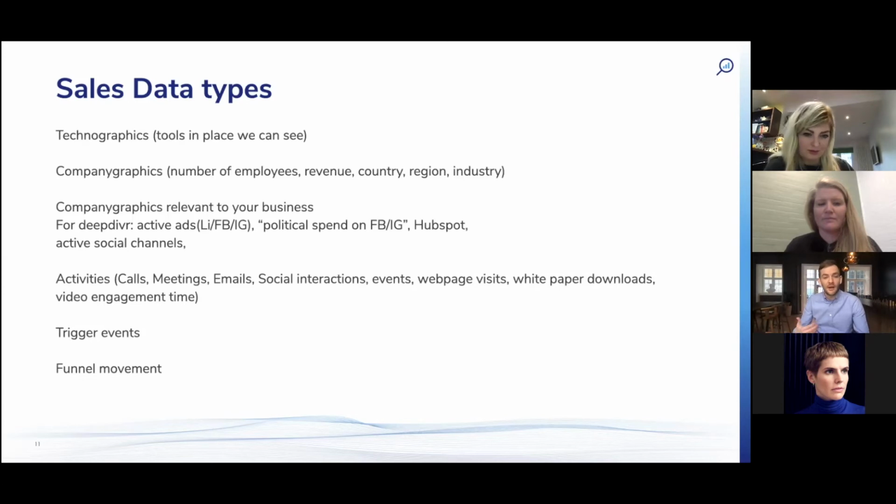It could be how much political spend they have on Facebook and Instagram. It could be if they're using Hubspot, because I know that if they're using Hubspot, they probably have some kind of an inbound strategy. So they're probably using ads to drive people to the homepage. And it could be how many active social channels they have, because the more they have, the more complexity in doing reporting they would have, and also the more places they would need to go to figure out where they should spend their money and how they should spend their money on advertising.